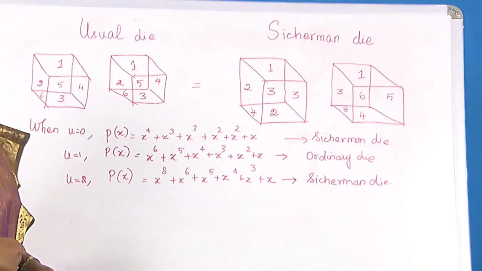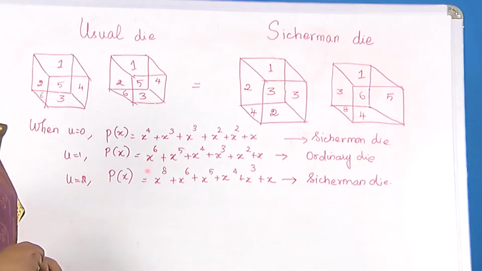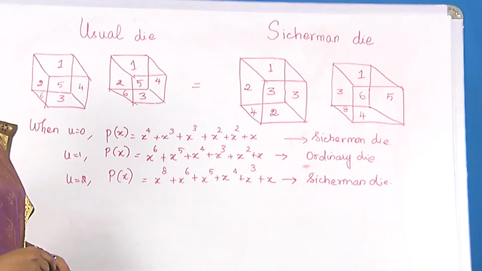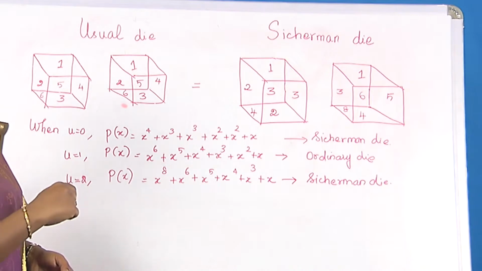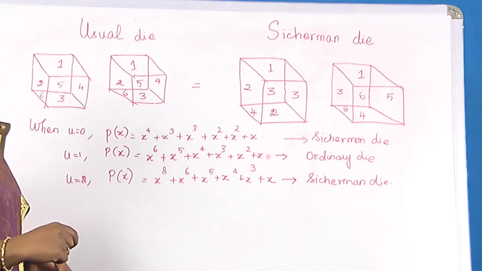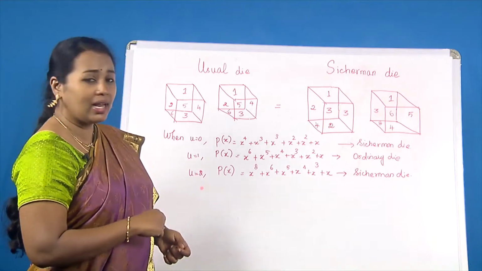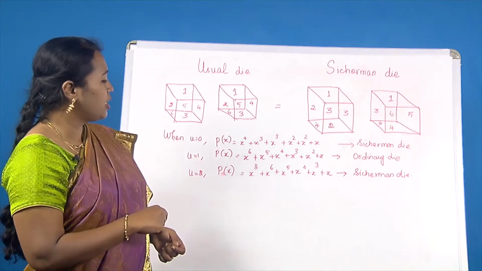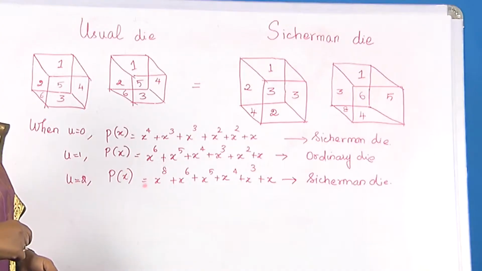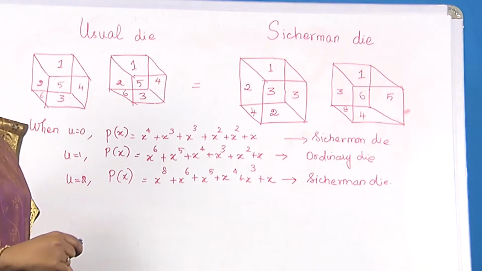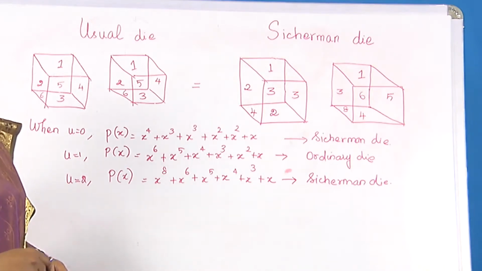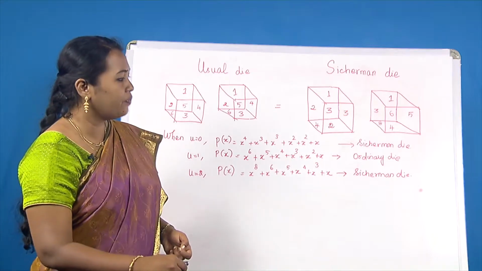The second possibility is when u is equal to 1. Here the labels are x power 6 plus x power 5, x power 4 and so on up to x power 1. Now, this is the possibility for the ordinary die and therefore, you can see that they are the values that you get for the ordinary die. So, 6, 5, 4, 3, 2 and 1, ordinary die. The last possibility is u is equal to 2. Here p of x will have the values x power 8 plus x power 6 plus x power 5 plus x power 4 plus x power 3 plus x power 1. Again they are these values 8, 6, 5, 4, 3 and 1. Once again we get the Sicherman die.